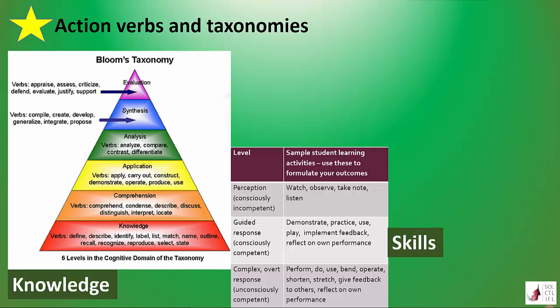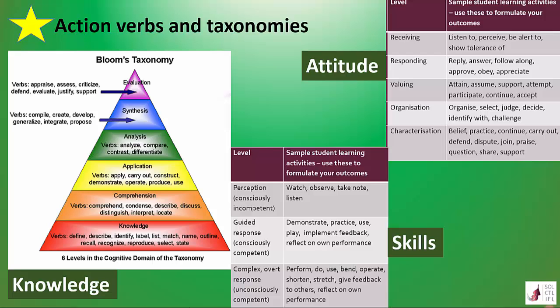When we talk about the skills domain, once again the same principle about action verbs apply. You might want students to perform something, demonstrate something, watch something. If we talk about attitudes, once again, we might want students to support each other, to be alert to. These are valuable tools to use when writing outcomes or evaluating your own outcomes. These taxonomies are valuable tools that can guide you when writing outcomes.